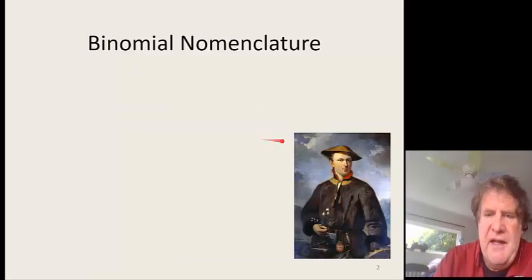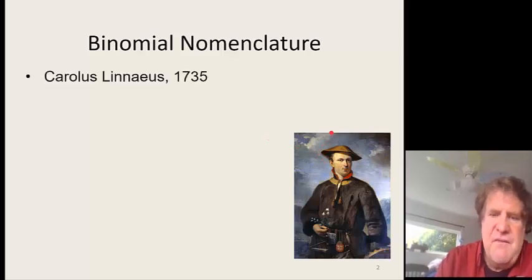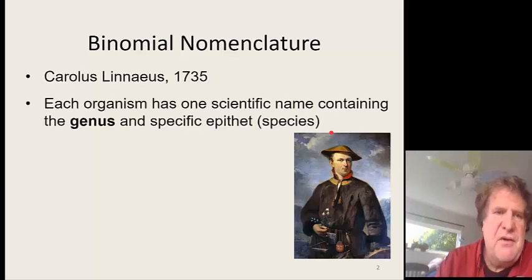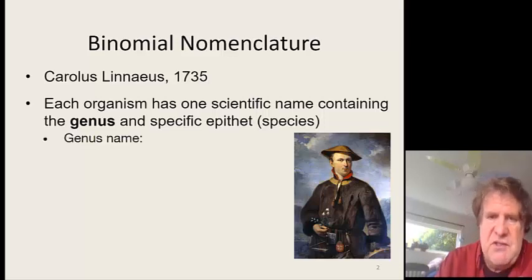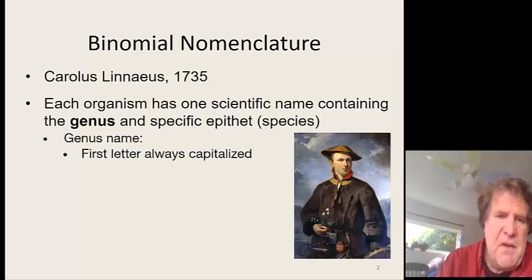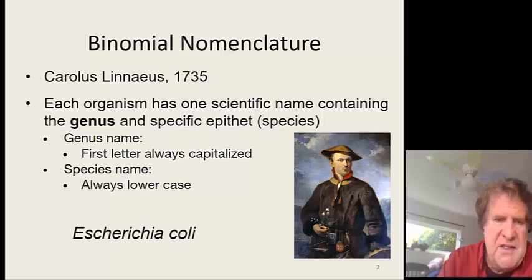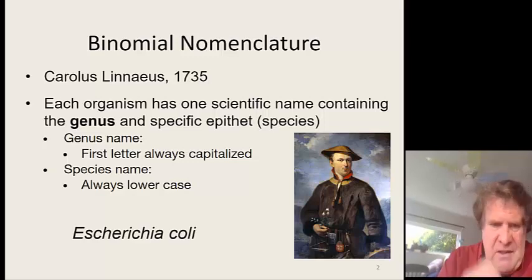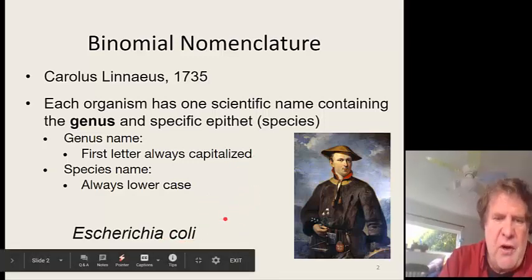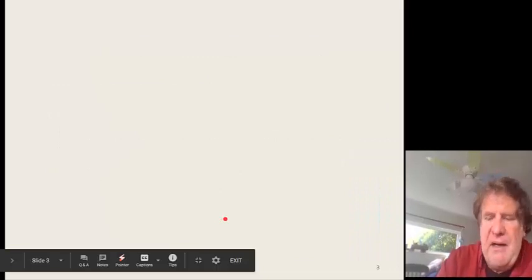First off, we have to look at what we call binomial nomenclature, which was invented by Carl Linnaeus in 1735. Each organism has one specific name, contained in its genus and its species, the specific epithet. The genus name's first letter is always capitalized when you write it down. The species name is always lowercase. Escherichia coli is an example. Here's an example of a microorganism that we'll hear a lot about in this class.